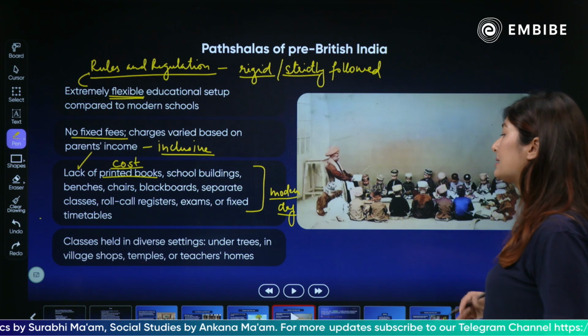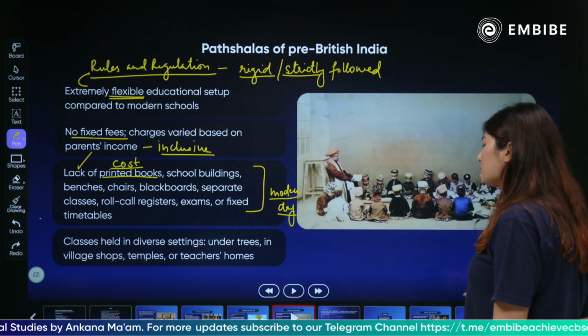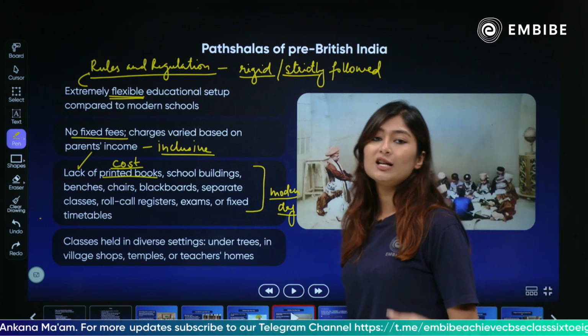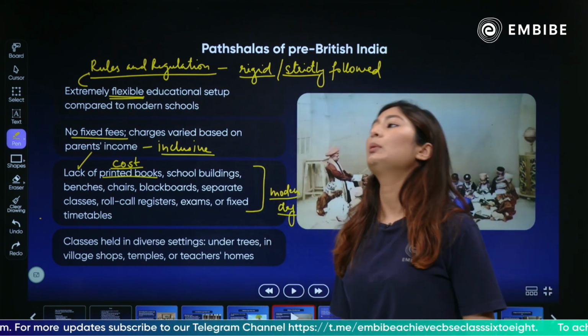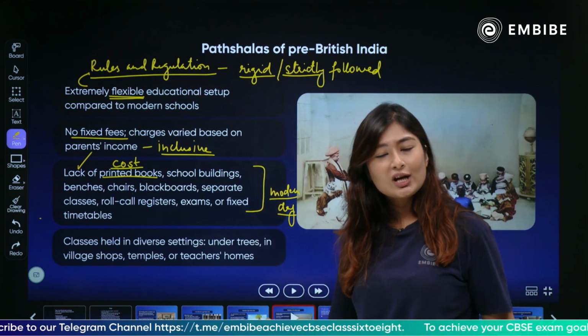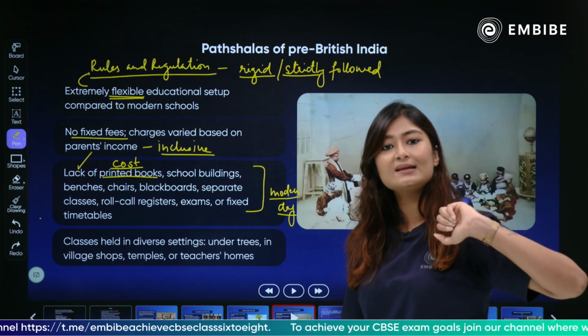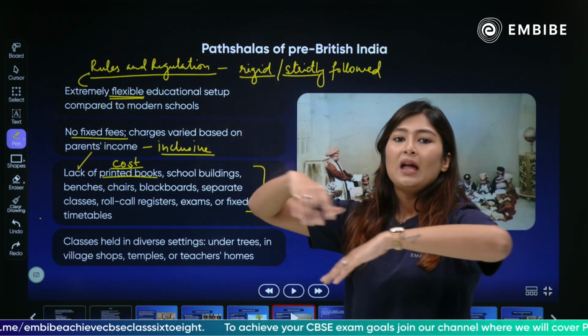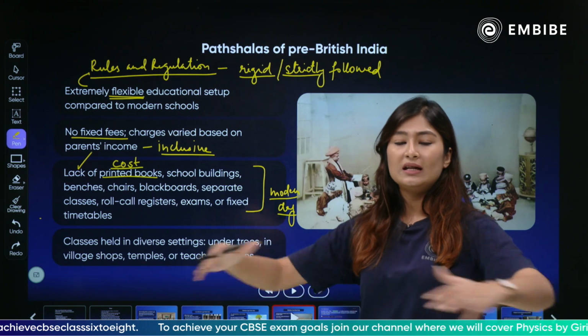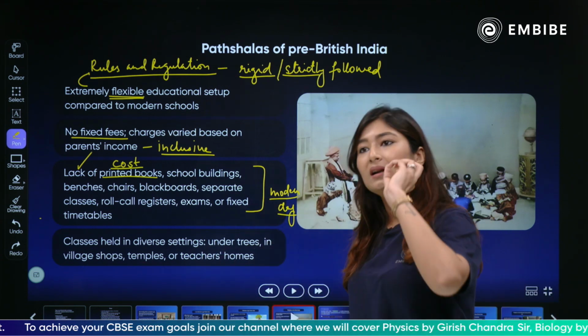Classes were held in diverse settings: under trees, in village shops, temples, teachers' homes, जहाँ पे भी हो पाता टीचर्स क्लासेस को कंडक्ट कराते थे. कभी अपने घर पे करा लिया, कभी मंदिर में करा लिया, कभी पेड़ के नीचे. You might have seen a lot of old movies or pictures in old stories where there's a banyan tree and then the pedestal that has been created around it, the teacher and the students are sitting around and they're studying.